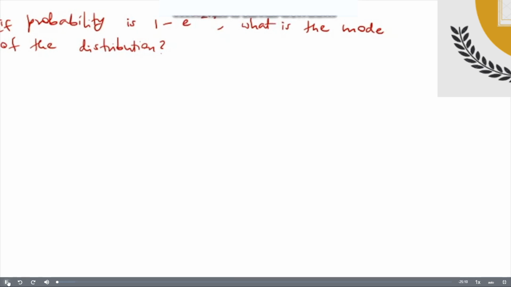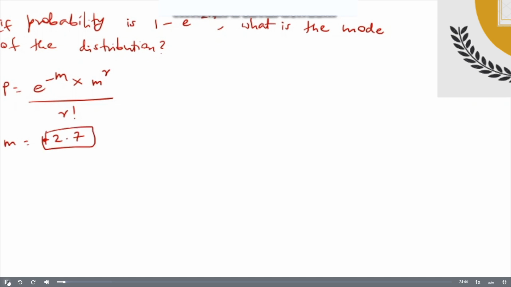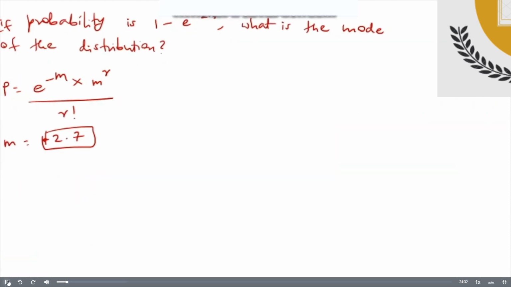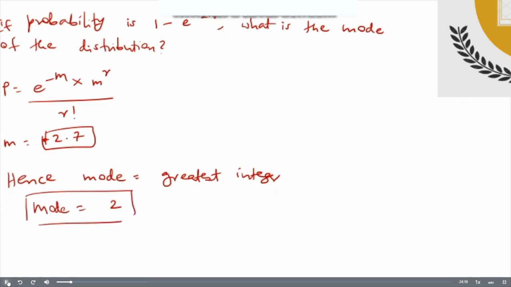Next question. If probability is 1 minus e to the power minus 2.7, what is the mode of the distribution? First of all, you know that the probability is equal to e to the power minus m into m to the power r by r factorial. So here e to the power minus m means m is equal to 2.7, because this m is in the power. Here, coming back to our mode, the mode is equal to m. If m is a non-integer, then the greatest integer in m will be the mode. So here the mode is equal to the greatest integer, and that is equal to 2. So mode is equal to 2. That's it.